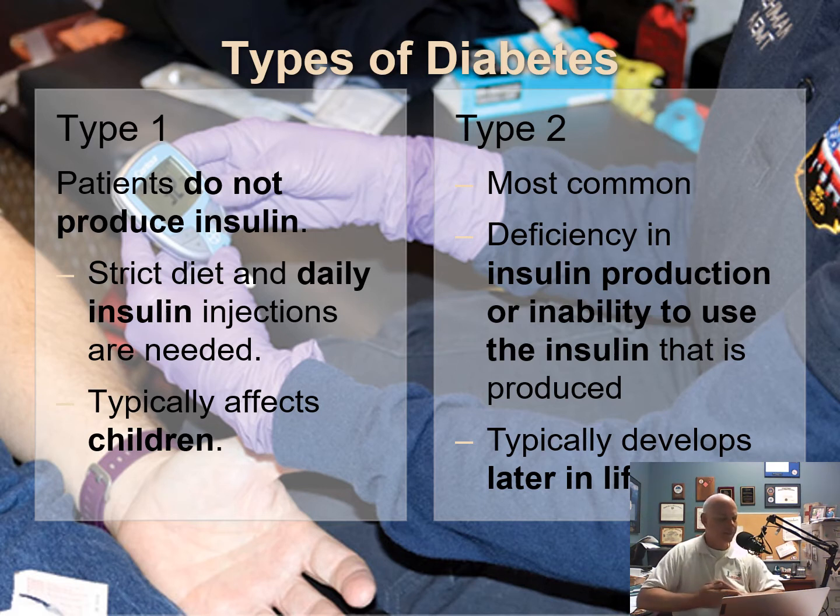A type 2 diabetic is more common than a type 1 diabetic. In the past, type 1 was called juvenile onset, and type 2 was called adult onset. I think it typically develops later in life, but recently we've seen an increase in type 2 diabetics who are younger than 18 years old.